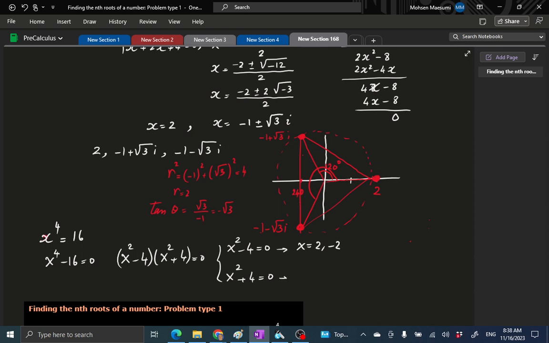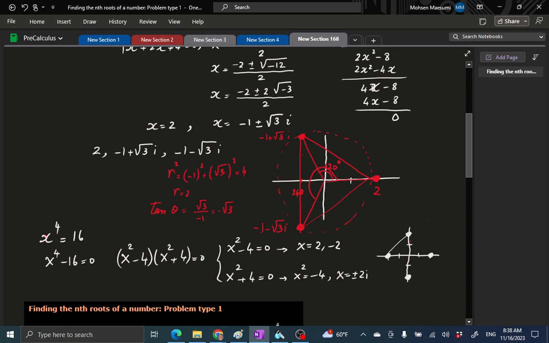How about this one? This one tells me x squared is equal to minus 4, and we have gone through this: x is going to be plus or minus 2i. Okay, square root of 4 is 2, square root of minus 1 is i. Let's graph what we get here. We have 2, minus 2, 2i, and minus 2i. What do these vertices look like?